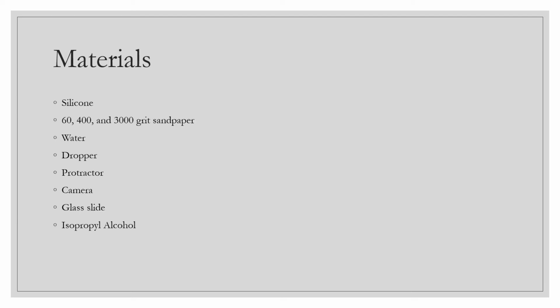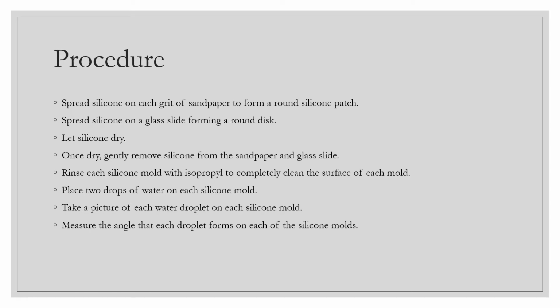The materials needed for this experiment include silicon, 60, 400, and 3000 grit sandpaper, water, dropper, protractor, camera, glass slide, and isopropyl alcohol. The procedure for this experiment goes as follows.